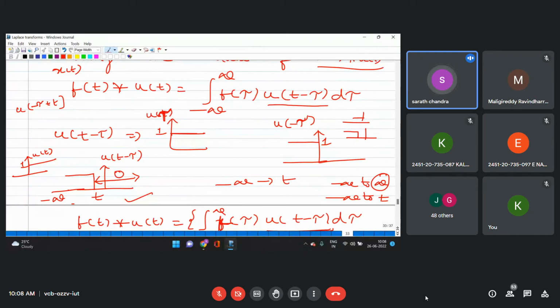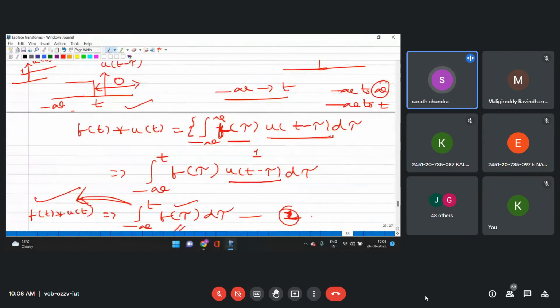We'll have this non-zero value only from minus infinity to t. So we need not integrate this from minus infinity to plus infinity, because this signal exists only from minus infinity to t. So we have changed the limits here, right? So this is from minus infinity to t.